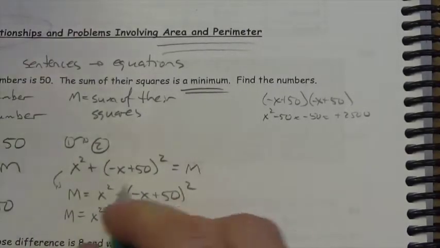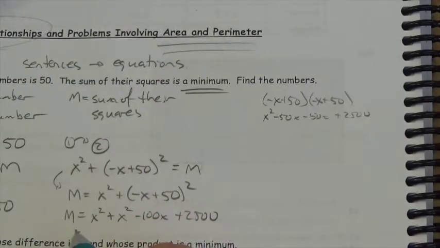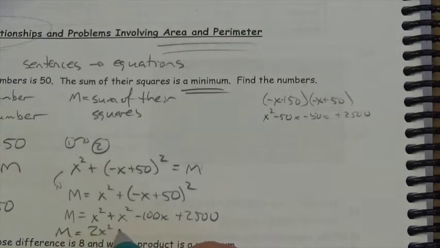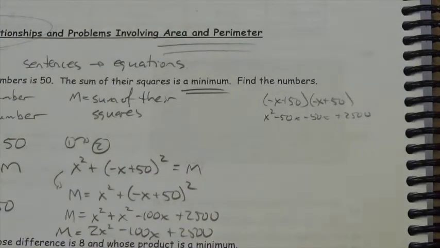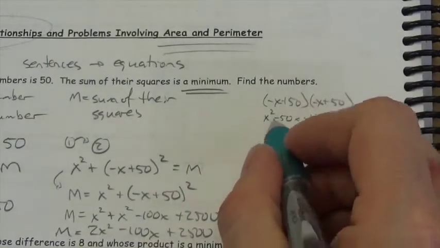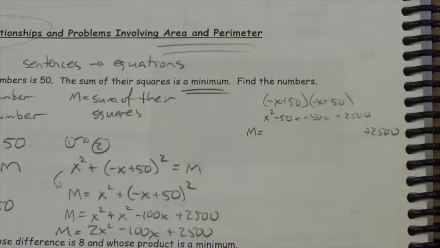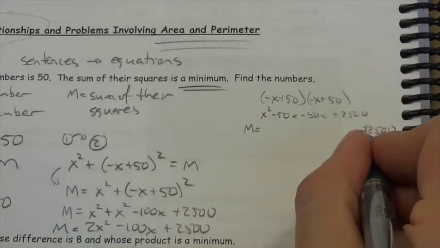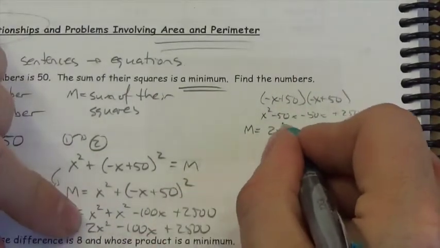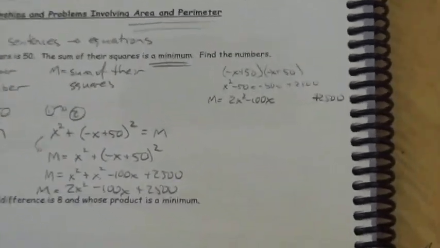This is going to get me x squared minus 100x plus 2,500. So m is going to equal 2x squared minus 100x plus 2,500. Now what I'm going to do here is complete the square. Now I'm kind of running out of room. I wrote kind of big here. But I'm going to come up here. I'm going to complete the square on that. And remember how I do that. The first thing I'm going to do is move that 2,500 out of the way. I don't need it. It's not part of my work here. So I'm going to be left with the 2x squared minus 100x. Actually, maybe I'll write a little smaller here. So I'll zoom in a little bit more.